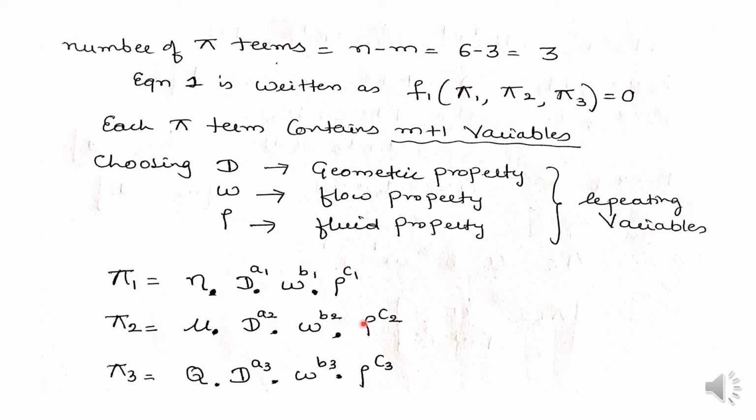and c are the arbitrary powers, and we are going to calculate these values, that is a1, b1, c1 or a2, b2, c2 values, by equating the powers of m, l and t on both sides of the equation. Similarly for the pi 3 term, the next remaining variable is Q, that is discharge, d to the power a3 into omega to the power b3 into density to the power c3. Like this way we are going to write the pi 1, pi 2 and pi 3 terms.